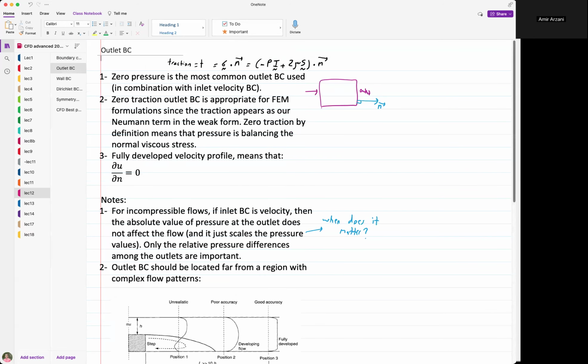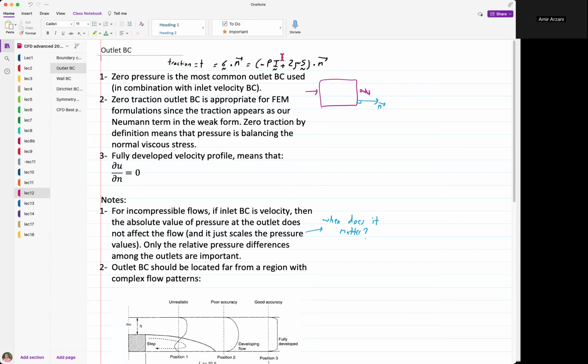For outlet boundary condition, zero pressure is a very common outlet boundary condition that's used in combination with an inlet velocity boundary condition. In the finite element formulation using the stress based weak form, zero traction is the equivalent or common choice. And what that really means, if you have a zero traction boundary condition at an outlet, it means that your pressure at the outlet is balancing the normal viscous stress, okay?